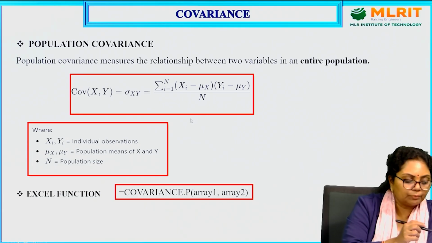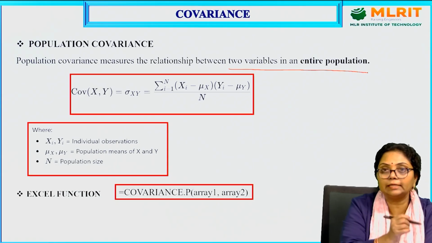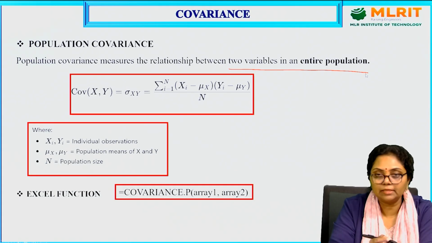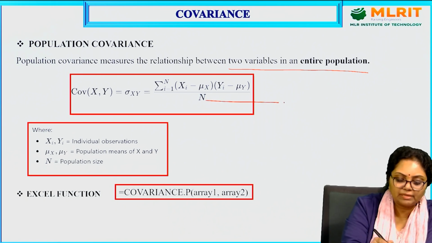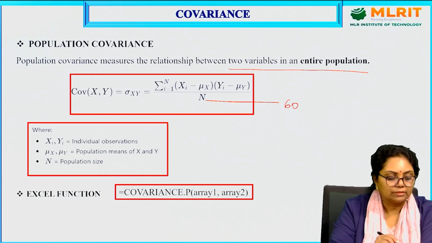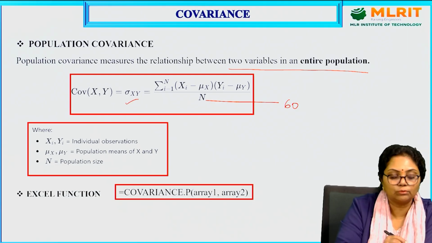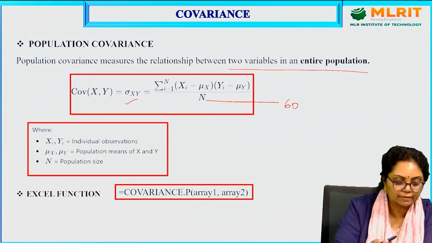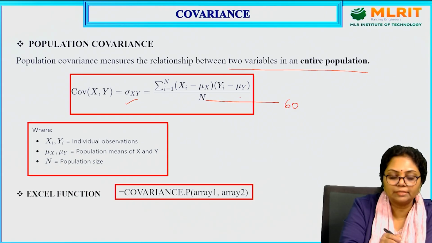Population covariance measures the relationship between two variables in the entire population. As in the example of 60 members in a class, if I take the entire 60 members, then n becomes 60. So the covariance of xy, represented as sigma xy, is equal to the summation from i equals 1 to n, taking all the observations, of (xi minus mu x) into (yi minus mu y), divided by n.